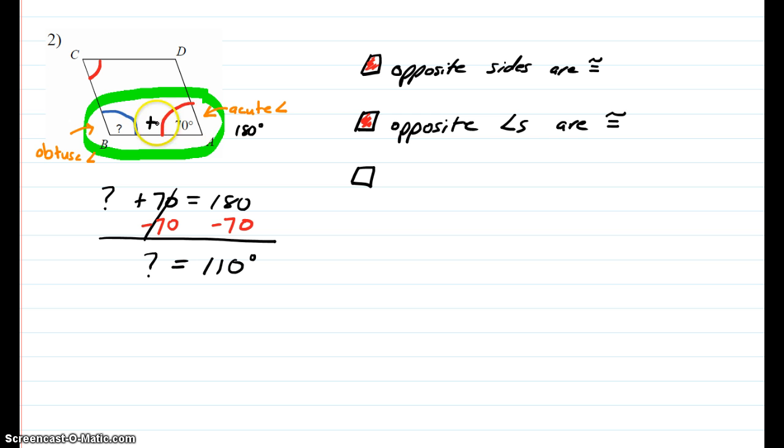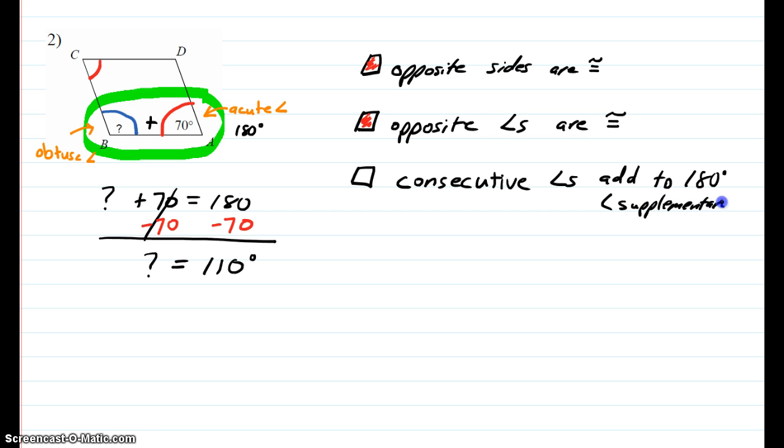So when the angles are next to each other, we call them consecutive. So in a parallelogram, the consecutive angles add to 180 degrees. And we call this supplementary: two angles that add to 180 degrees.